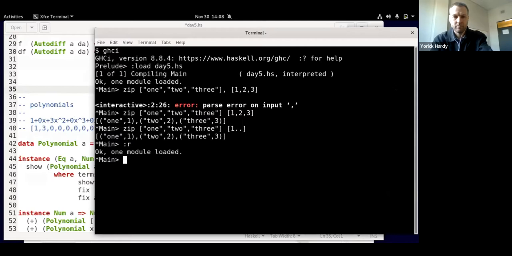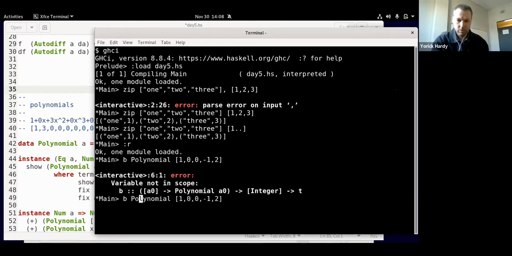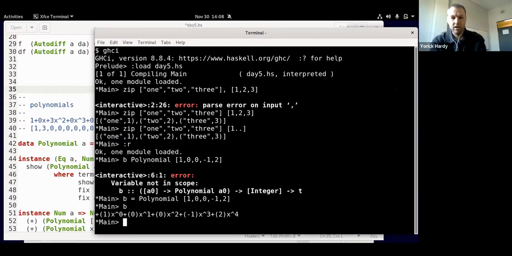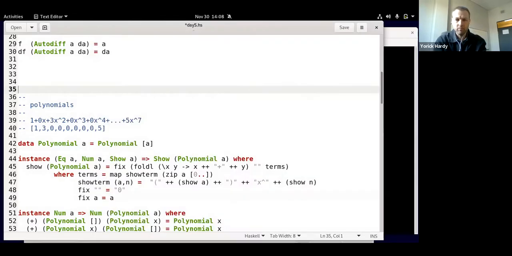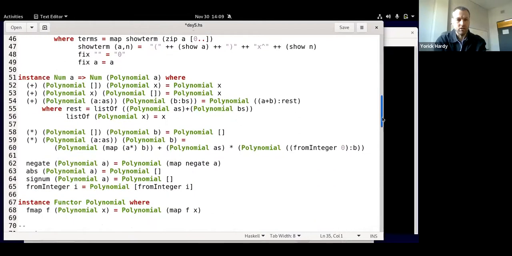Did I load already? So if I say B is a polynomial with coefficients 1, 0, 0, -1, 2, something like that. Oops, with an equals. And I show it, then it will show in this way. It's plus, and there you can see a little bit of the ugliness coming in. +1, first coefficient x to the power 0, 0x to the power 1, and so on, up until x to the power 4. So we can show polynomials. This is actually probably the most difficult part. Let's just switch here. The actual implementation is very short.